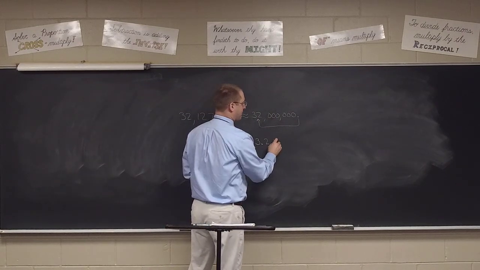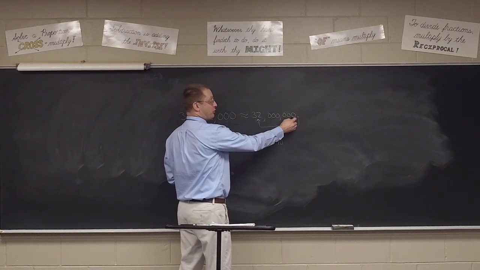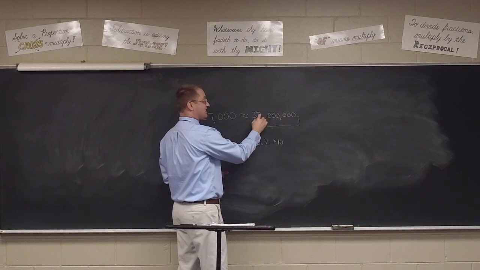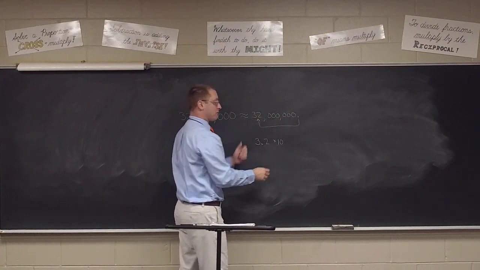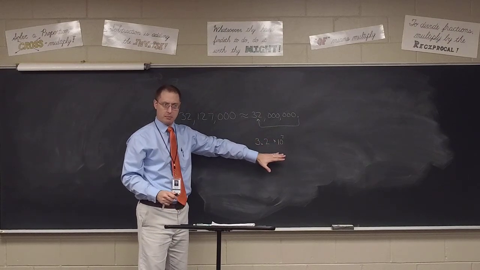And then we're going to say times 10 to, well, what power do we use? Well, however many places I moved the decimal. This would be first power, second power, third power, fourth power, fifth, sixth, seventh, because there were 7 places I moved the decimal. So we'd say this is 3.2 times 10 to the 7th power.